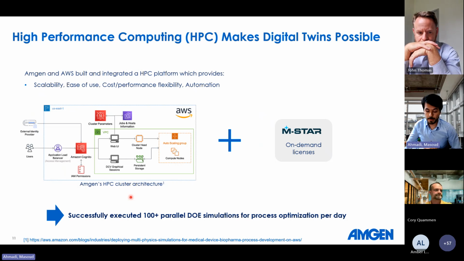The other piece of enabling this type of on-demand simulation is having high-performance computing, because we need a large number of DOE points to be studied by the CFD engine. So Amgen has built a high-performance computing platform, which uses AWS. Because of having the on-demand licenses from M-Star, we were successful in executing more than 100 parallel DOE simulations for process optimization per day. This is phenomenal in terms of how quickly we can have a new tank introduced to the app.